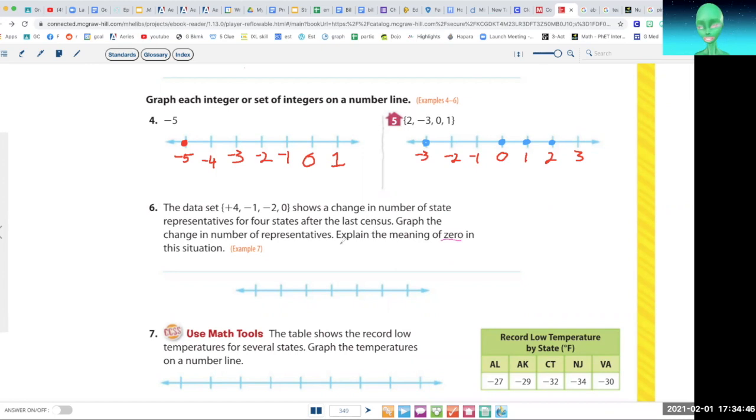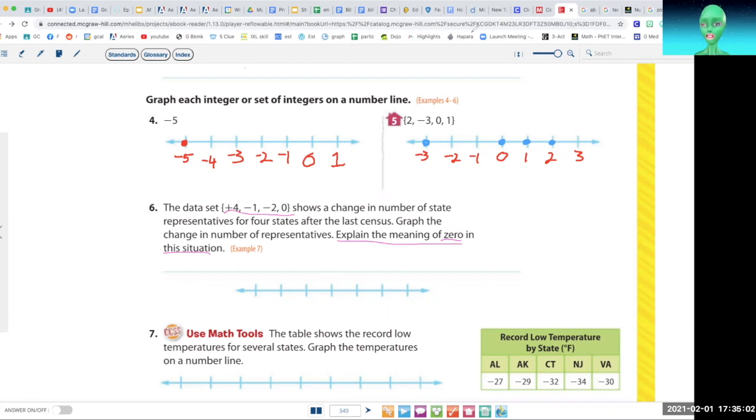So we have 2 things we have to do. Explain the meaning of 0, and we have to graph it. So let's graph it first. I want you to pause the video and I want you to label the graph in a way that all of these numbers would fit on there.